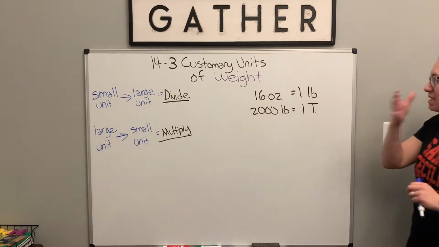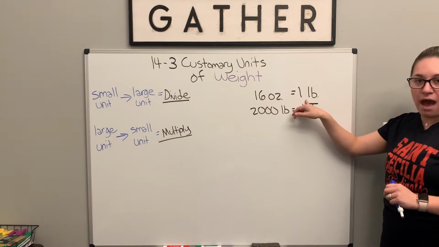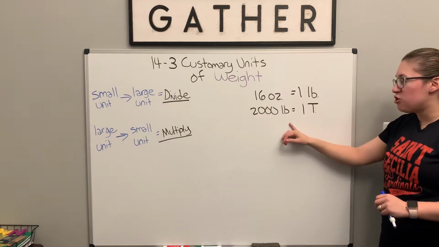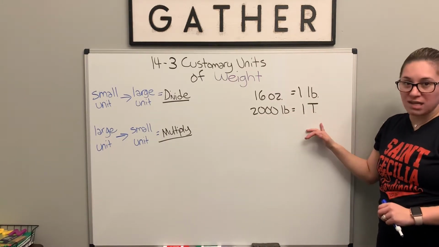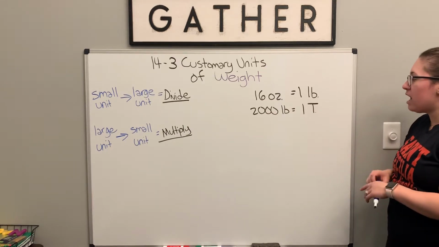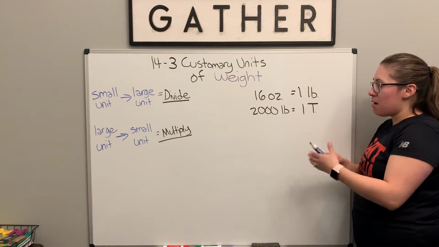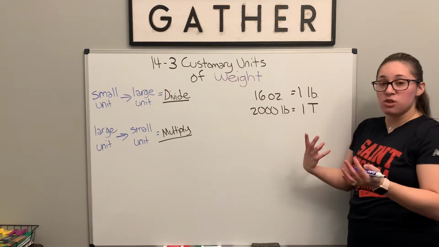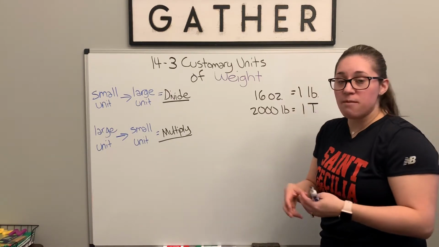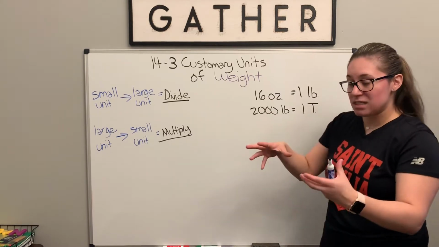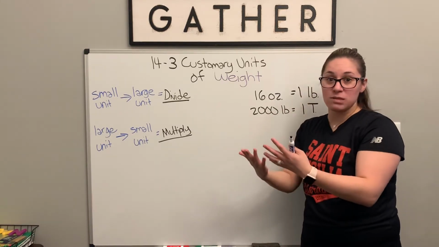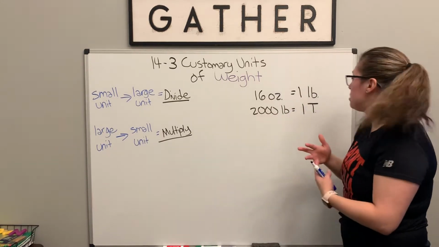So for every 16 ounces, we have 1 pound. And for every 2,000 pounds, that's 1 ton. So you can think of it as 16 ounces. Anything less than a pound is things that you might find at the grocery store, produce. Sometimes if you look in the meat section, it's going to tell you pounds and ounces. So it's kind of grouping those two together.